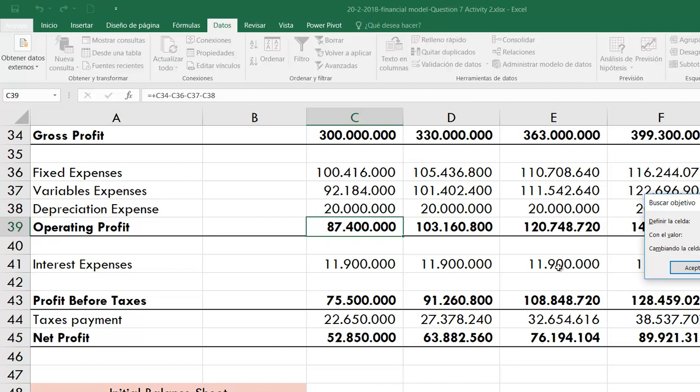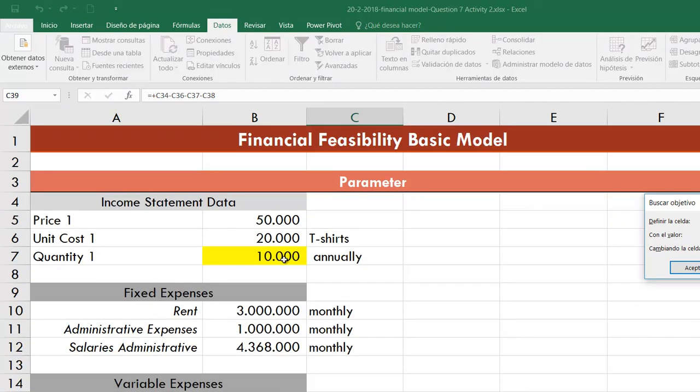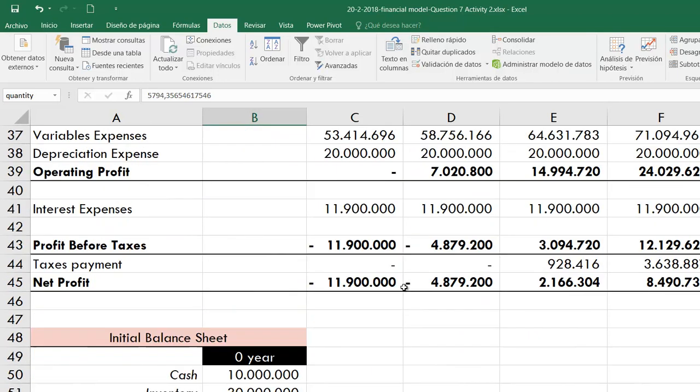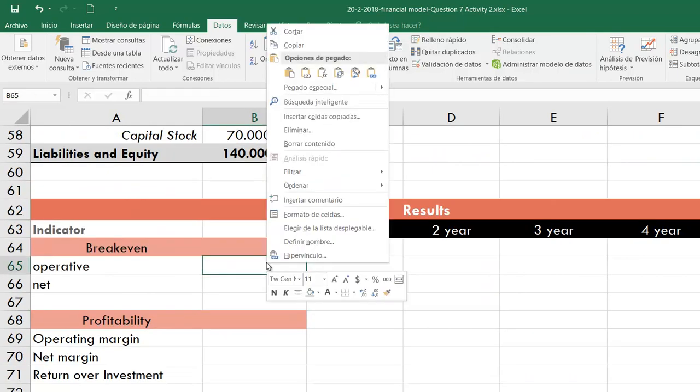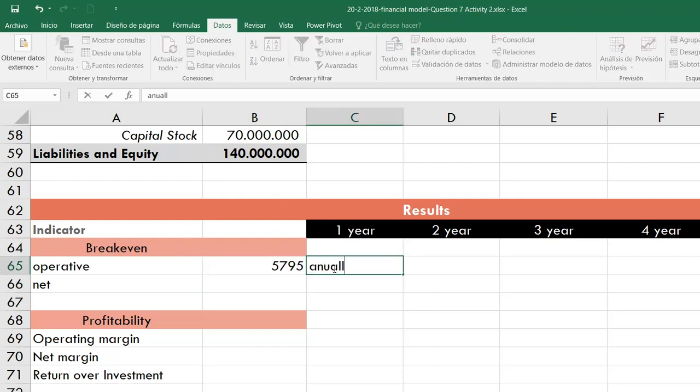And the changes that Excel will perform are in the quantity cell, which we defined right at the beginning. So now we hit enter, and it appears that whenever we sell this amount, 5,000, I copy it and paste it down here, operating. Let's round it up to 5. Whenever I sell this annually, I will break even on the first year.